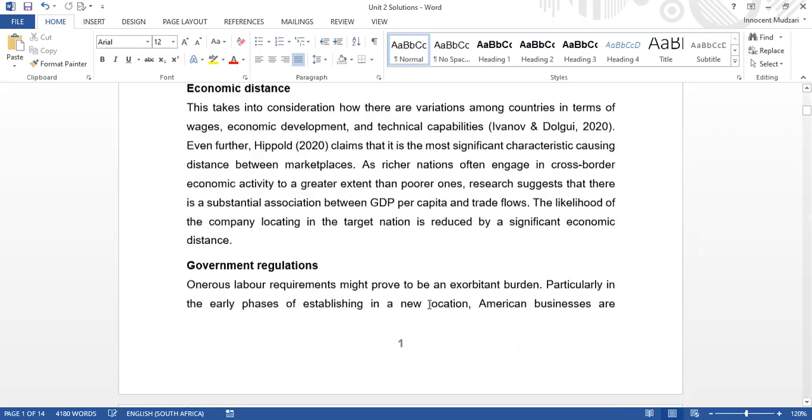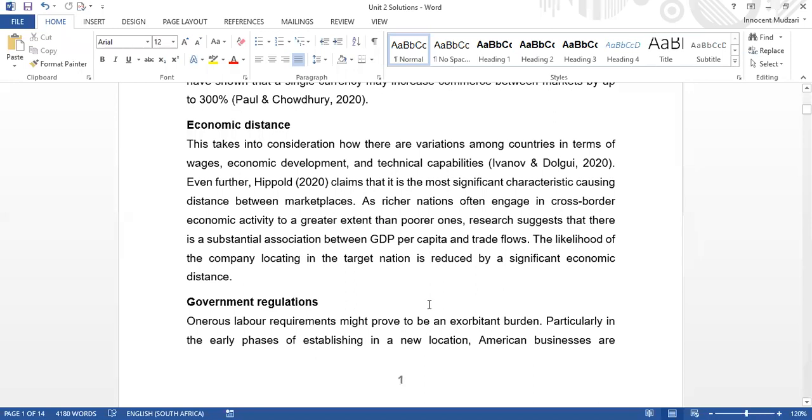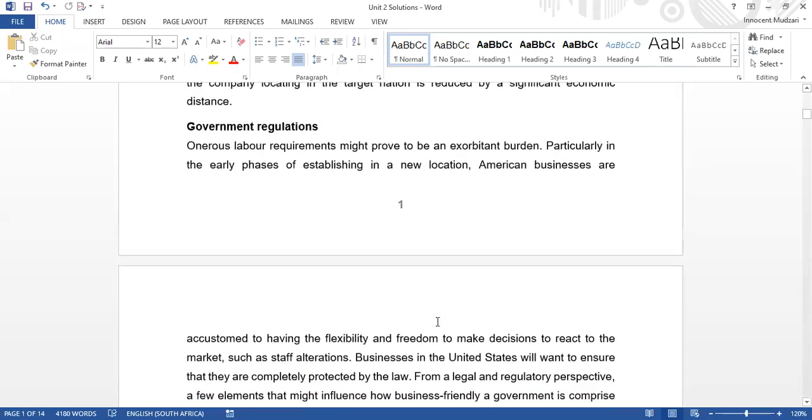Okay, and then the other thing that you can mention under the country decisions is the government regulations, right? So onerous labor requirements might prove to be an exorbitant burden on the company. Particularly in the early phases of establishing in a new location, American businesses are accustomed to having the flexibility and freedom to make decisions to react to the market, such as staff automation. So we are referring to American business because this company wants to open businesses in North America. If you give examples that are related to where the company wants to open business, it will be very good.